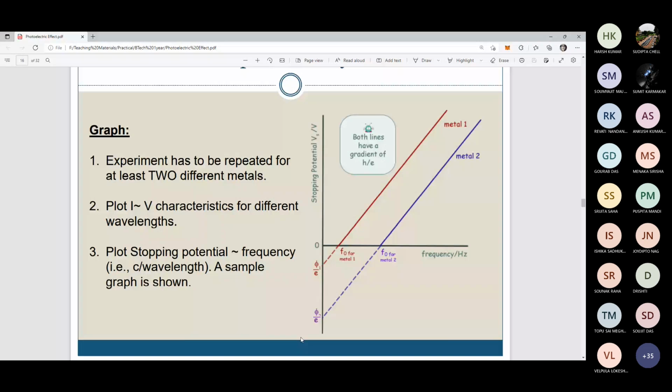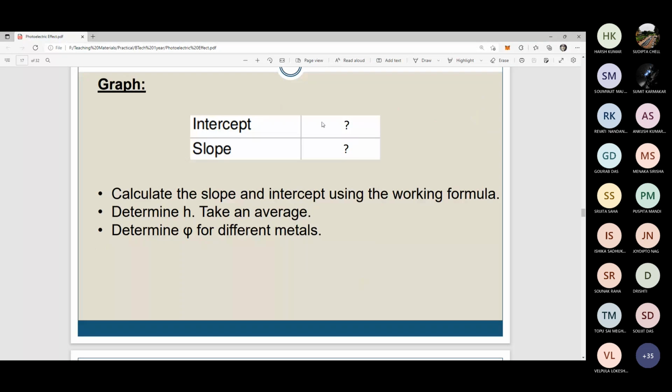Then you calculate this, which is phi 1 by e. This is phi 2, for a different material. This is the slope of this graph, and this cut portion is the intercept, where V naught is the stopping potential. Now here you calculate the intercept and slope, and from the intercept and slope you need to determine the constants.